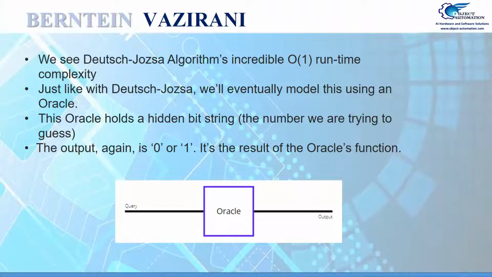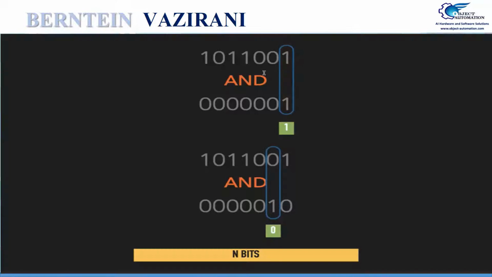So we saw that the Deutsch-Jozsa algorithm has O(1) runtime complexity, meaning it is able to identify a balanced function in one shot only. Correct. Now we are taking another algorithm, so let me explain the oracle. The oracle is a black box function which takes input and gives output, again 0 or 1. So let's take this example.